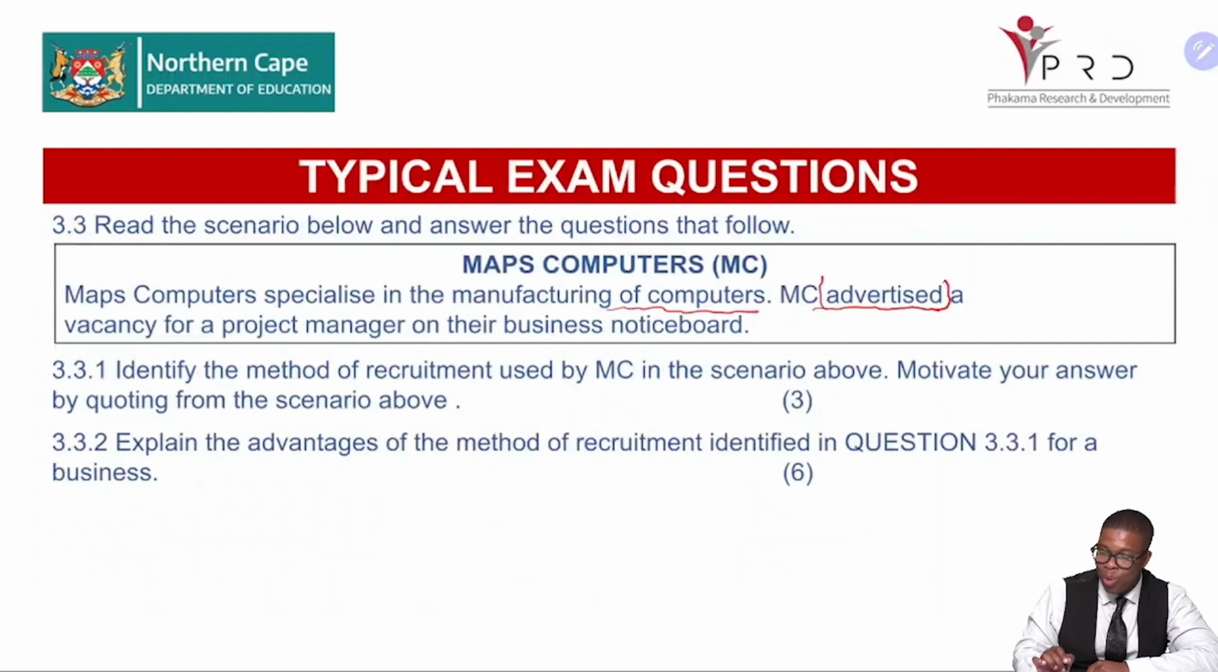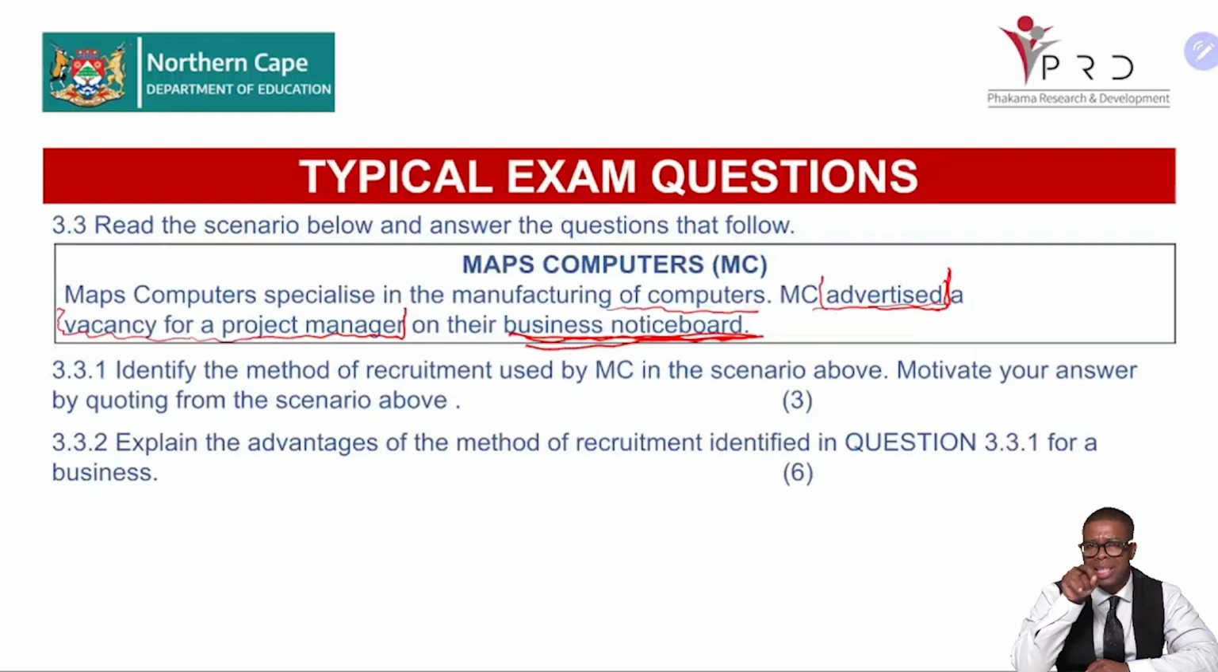MC advertised. Very key. We want to know where they advertised and what they are advertising. Remember, this is a business. Maybe they're advertising their product, but what is the scenario saying? MC advertised a vacancy for a project manager. They advertised a vacancy, a position inside their business, on their business notice board. Now, what is a notice board? A notice board is used inside the business to post any announcements, meaning those announcements are supposed to be seen by people who are inside the business.